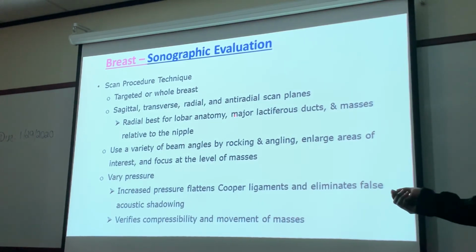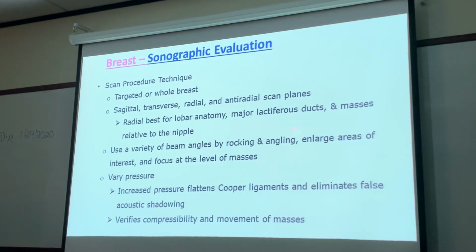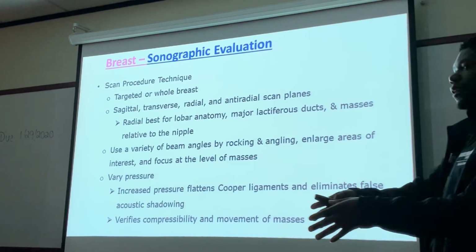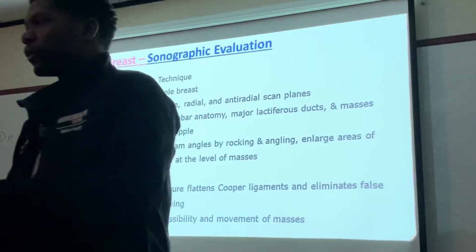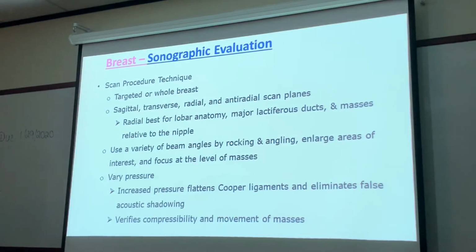So that's why it's important to see the radial and anti-radial scans for the best lobar anatomy, to see the major lactiferous ducts and masses related to the nipple, because everything that's leading to the nipple is going to be radial to that. View the variety of beam angles, like steering and rocking your transducer, angling in large areas of interest, and focus at the level of the masses.